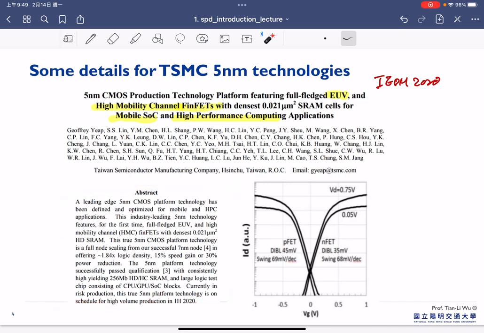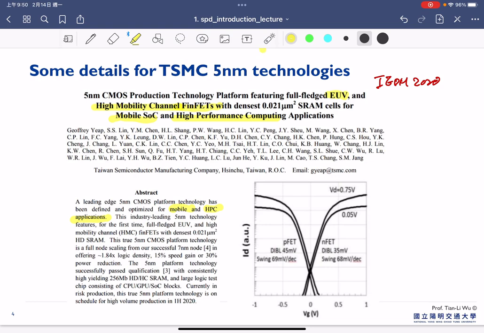Here, we can go through this abstract together. The leading edge 5 nanometer CMOS platform technology helps define and optimize for mobile and high performance computing applications. So you can see that for 5 nanometer or even 3 nanometer, the target applications will be our cell phones or very high performance computing. High performance computing can be used for data analysis, for cloud applications, or even, right now, for autonomous cars, self-driving cars, we also need high performance computing. So this application is used for these two.